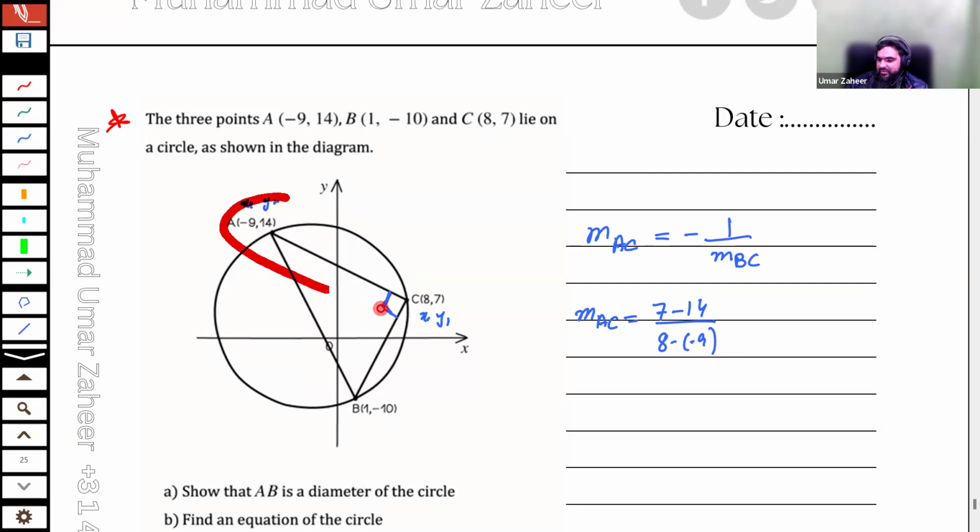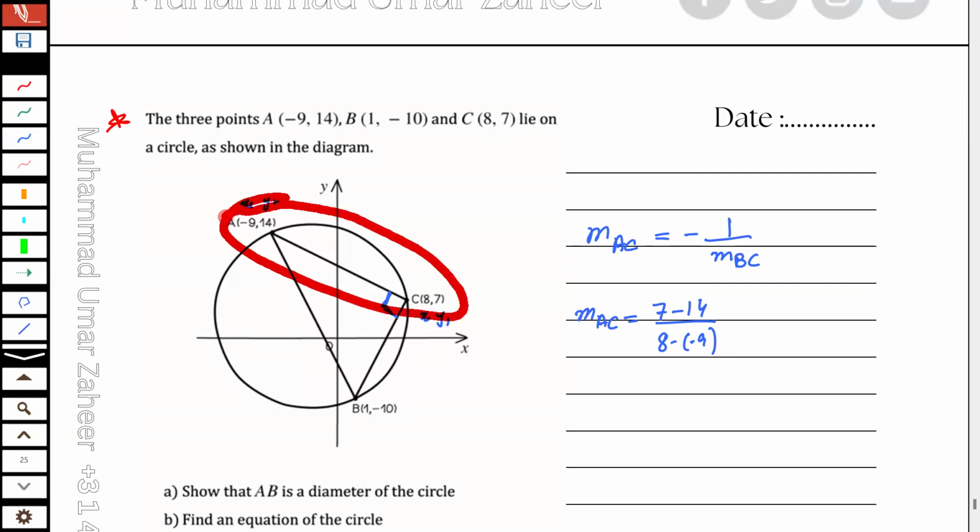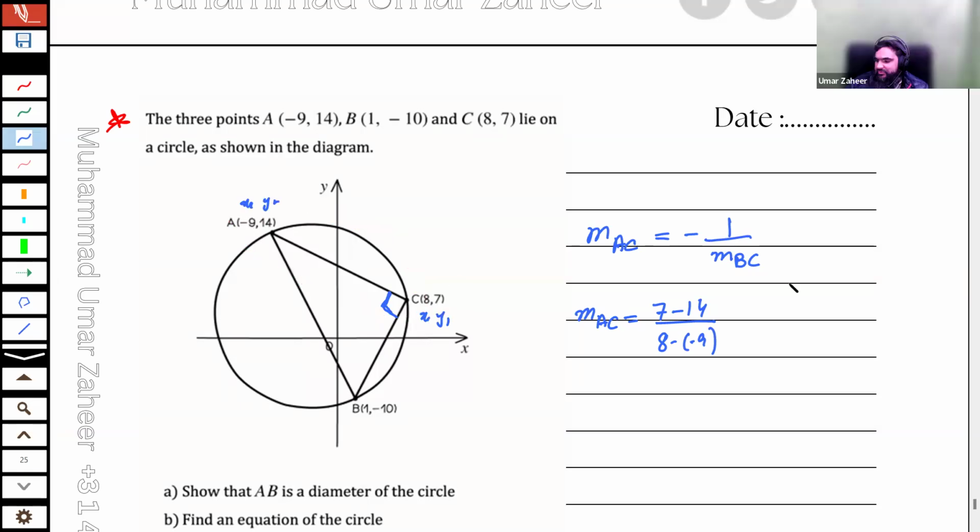Yes, I'm just finding the gradient, everyone. All right, so it will be minus 7 divided by minus 10 minus minus 8, that is plus 8 plus 9, so that will be 17.